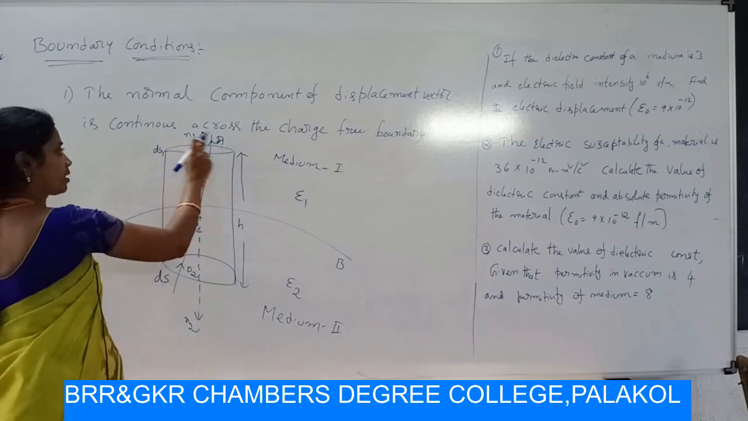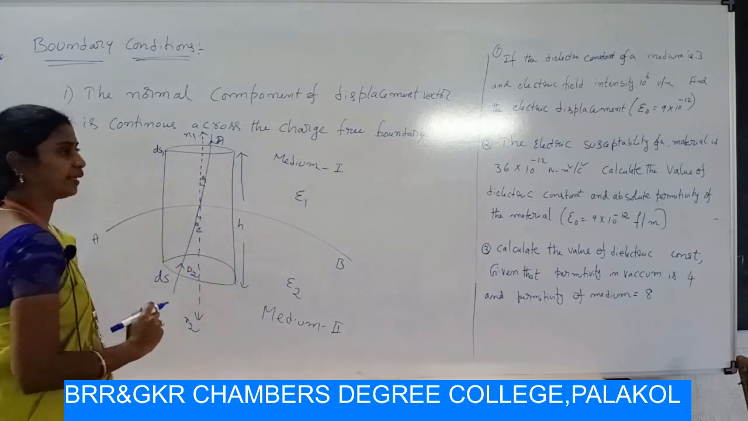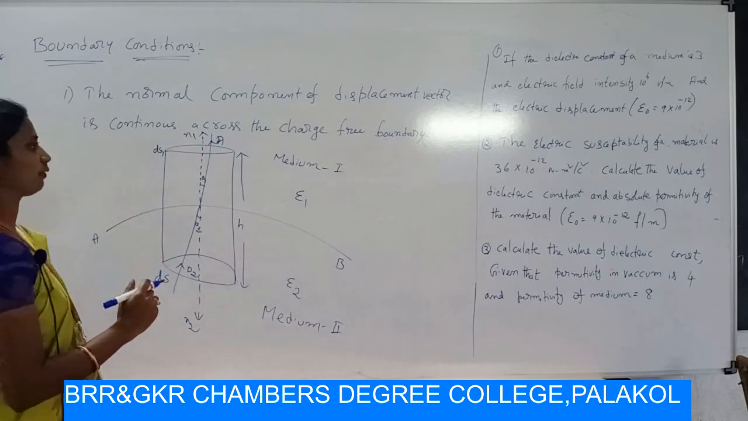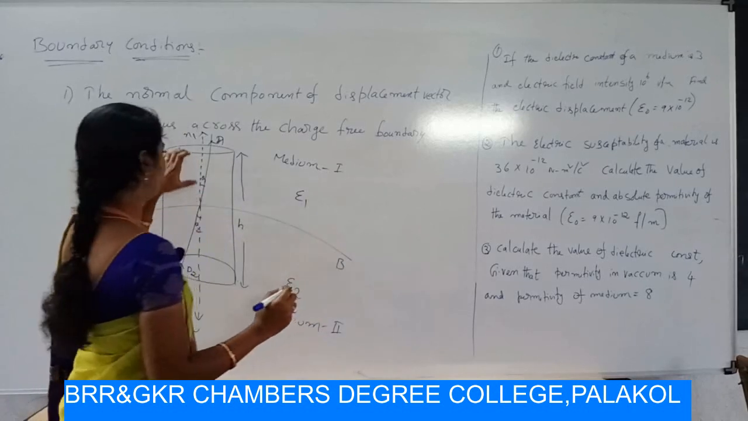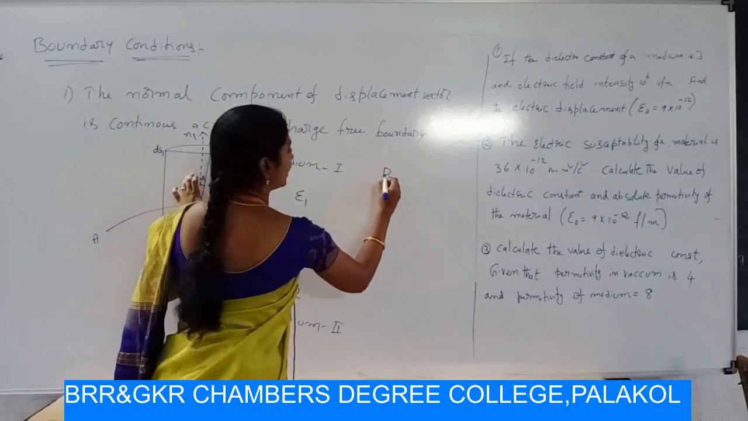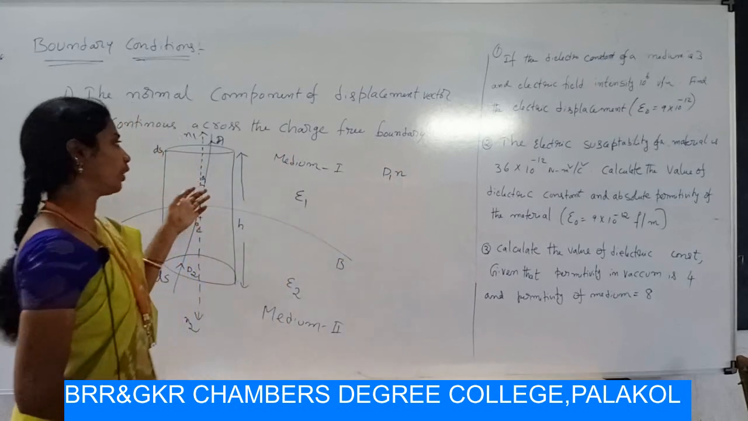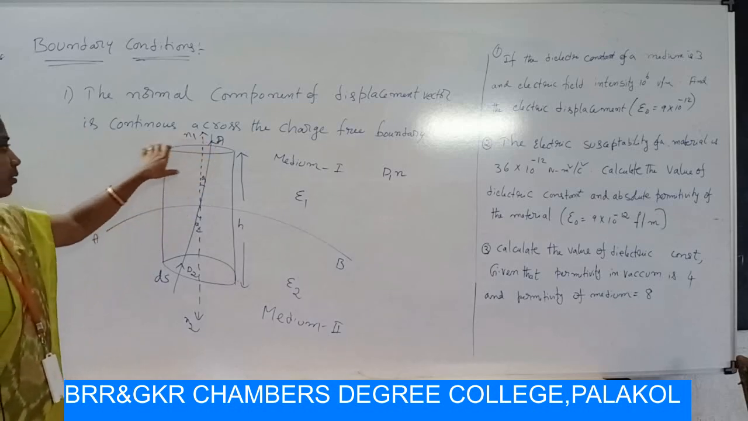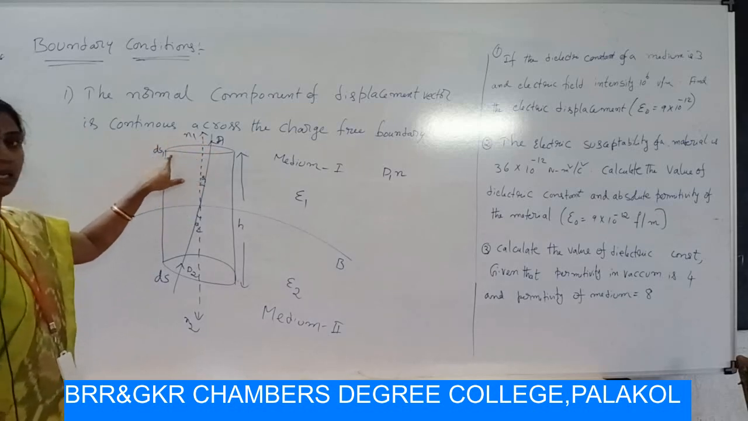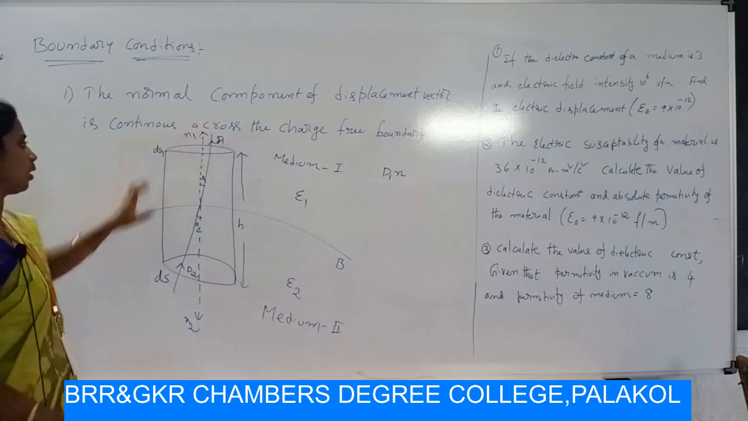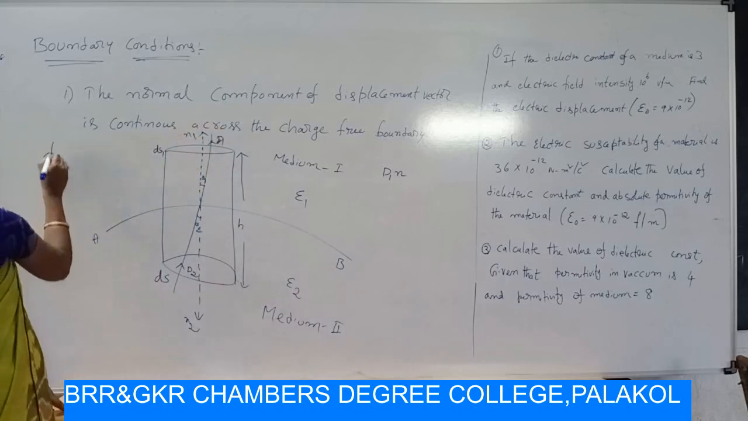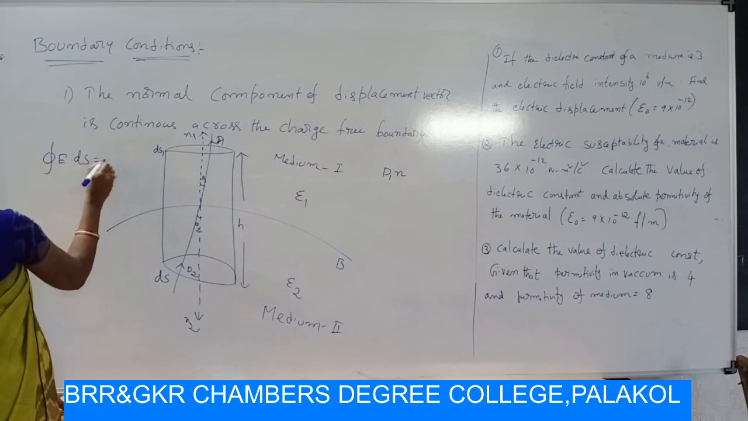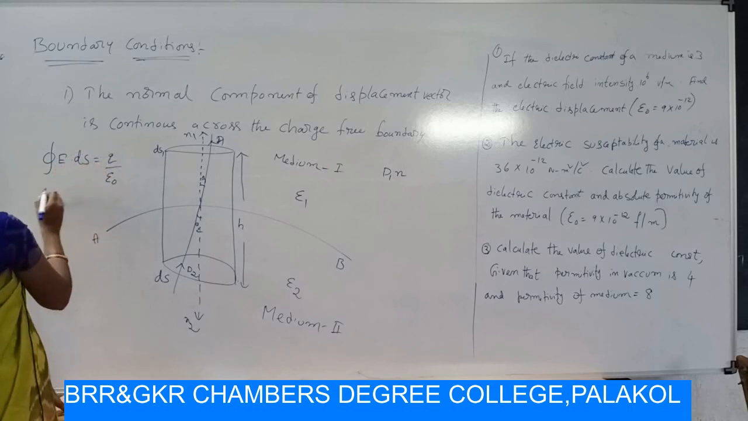Here the end faces are parallel to this boundary line, hence the end faces contribute the electric flux. For the first medium, the normal component is nothing but D1n. According to Gauss law, the flux through the closed surface of the pillbox-shaped area at the boundary is given by the closed integral of E dot dS equal to q by epsilon naught.